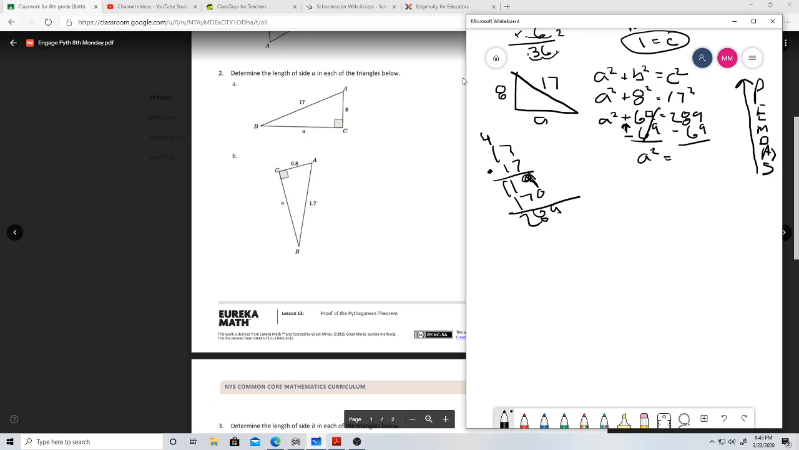And now what is 289 minus 64? Well, 9 minus 4 is 5. 8 minus 6 is 2. And 2 minus nothing is 2. And now we're at this point, right? We have A squared equals something.